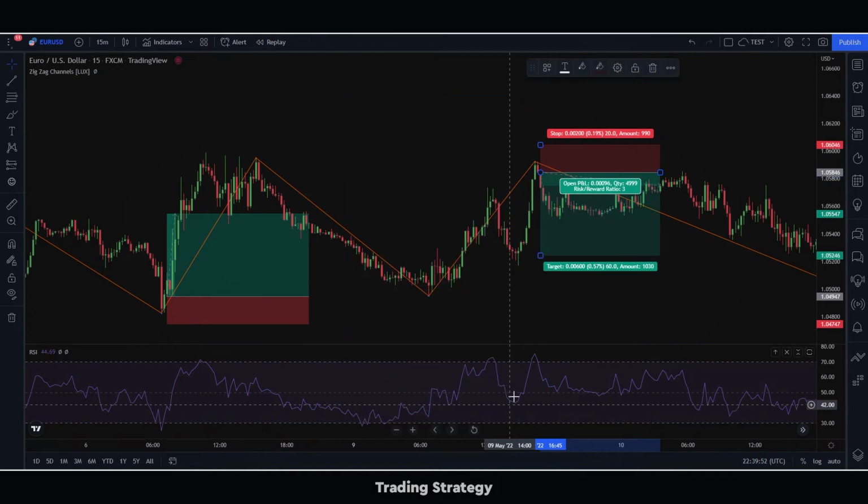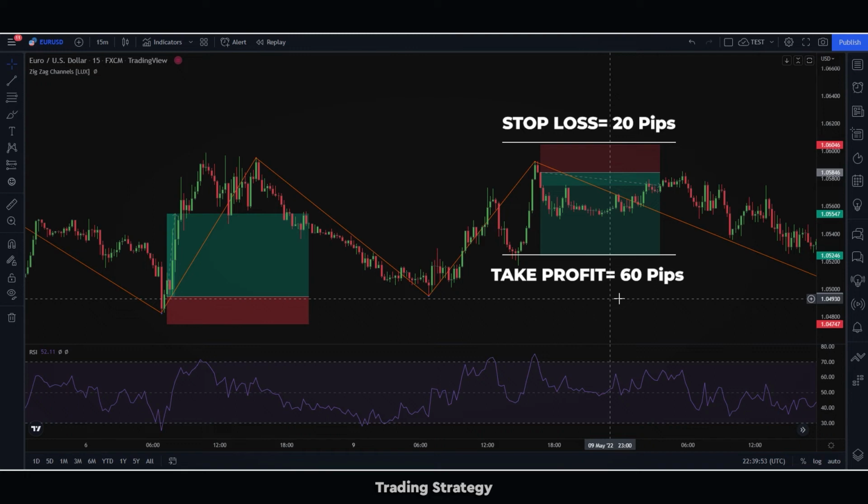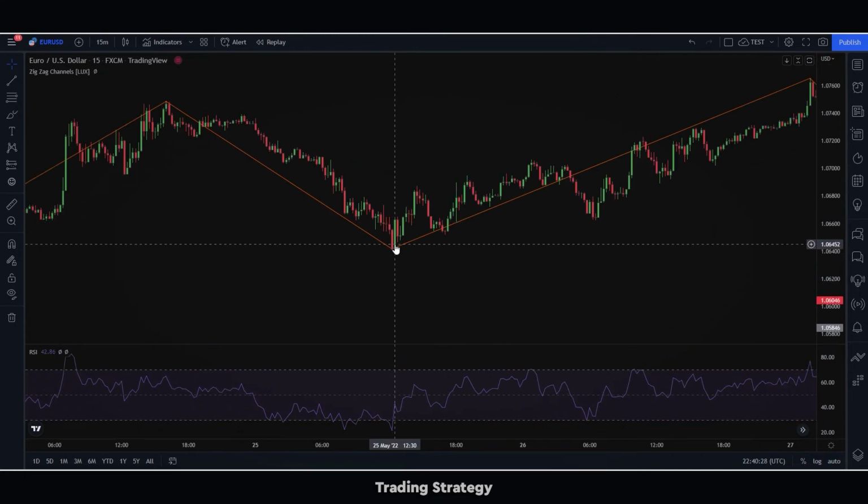It is possible that the zigzag indicator changes to low or high with some delay, so we will make the trade as soon as possible. Let's look at some examples.